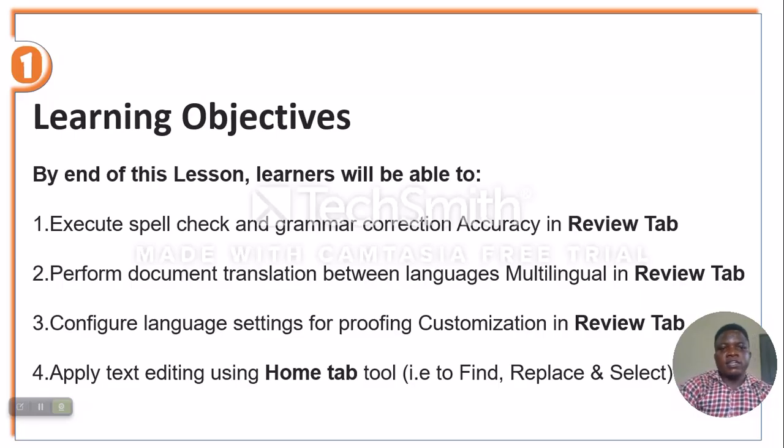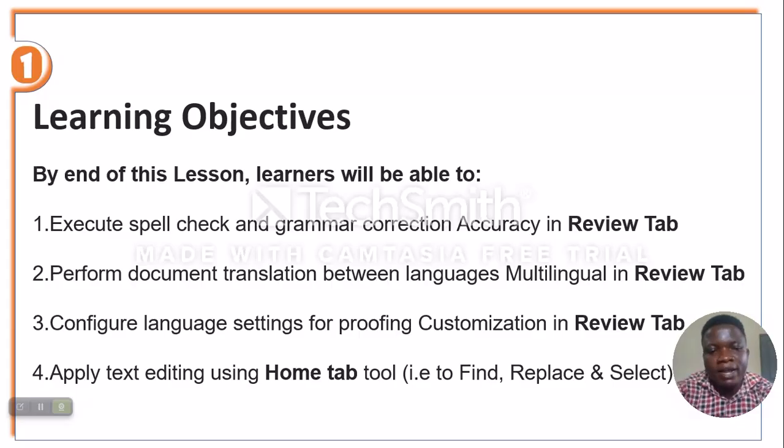this is the learning objective. By the end of this lesson, learners will be able to execute spell checks and grammar correction accuracy review, that is under the review tab. Then also perform document translation between languages, that is multilingual, different languages, that is still under the review tab. And again, how to configure settings for proofing customization, that is under the review tab too.